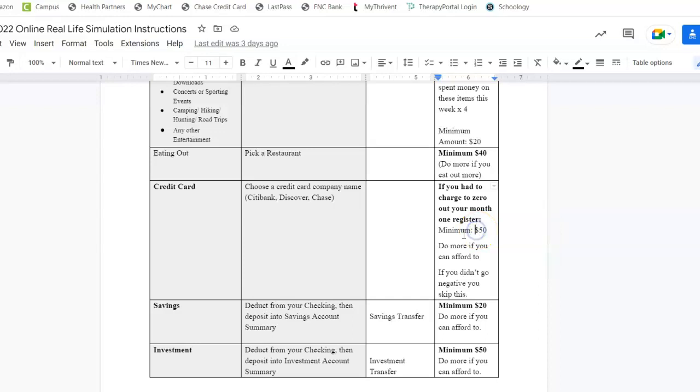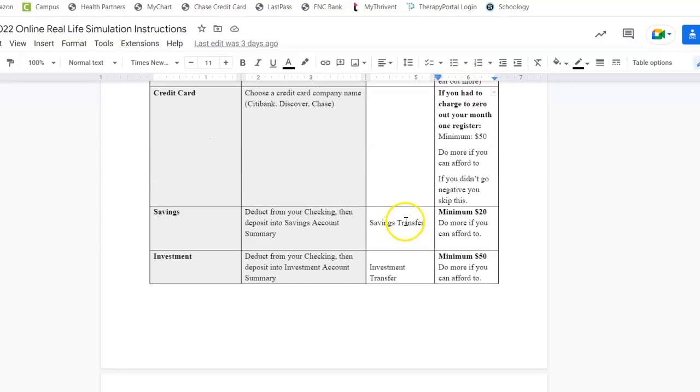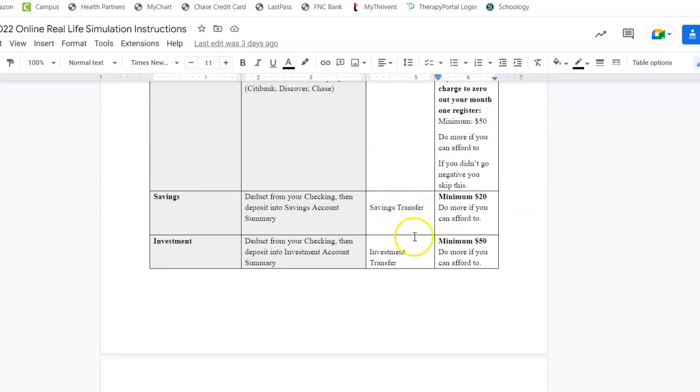I'm just having you do a minimum 50 because I don't want anybody to get used to making small payments. If you make the minimum payments on things, it takes forever to pay it off and you pay way more because of all the interest that keeps accruing every month. So just FYI.